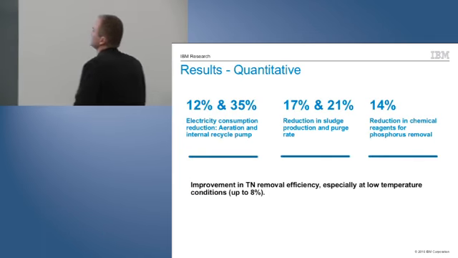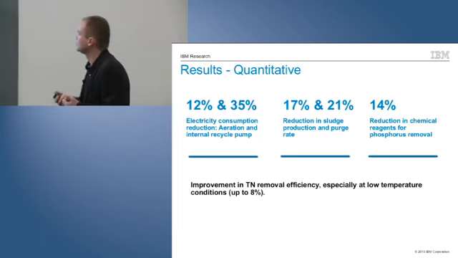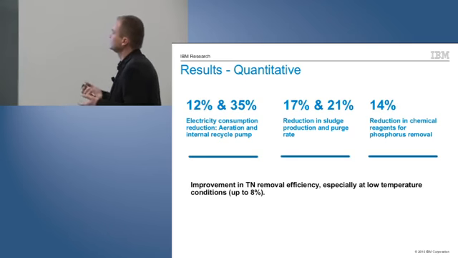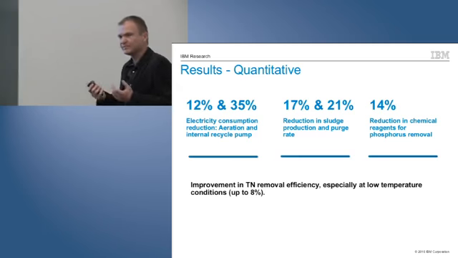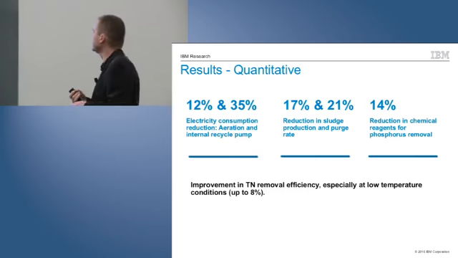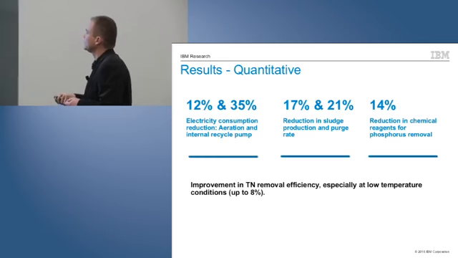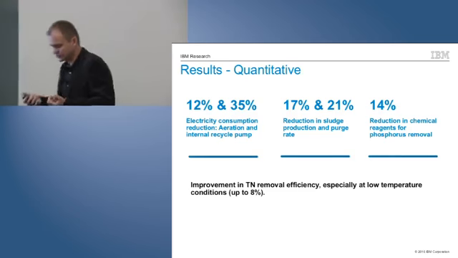The results that were achieved during the pilot are a 12% reduction in electricity costs related to the aeration, a 35% reduction of electricity consumption related to the internal recycle pump, roughly 20% reduction in sludge production, and a 14% reduction in chemical dosing. In addition, quality of water was improved, specifically the efficiency of total nitrogen removal.